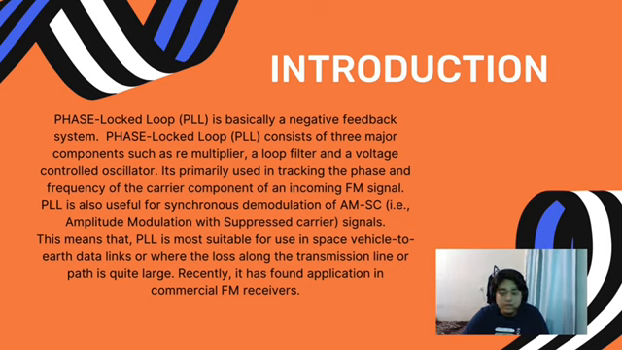It is primarily used in tracking the phase and frequency of the carrier component of an incoming FM signal. It is also useful for synchronous demodulation of amplitude modulation with suppressed carrier signal. This means that PLL is most suitable for use in space vehicle to earth data links, or where the loss along the transmission line or path is quite large, where recently it has found application in commercial FM receivers.